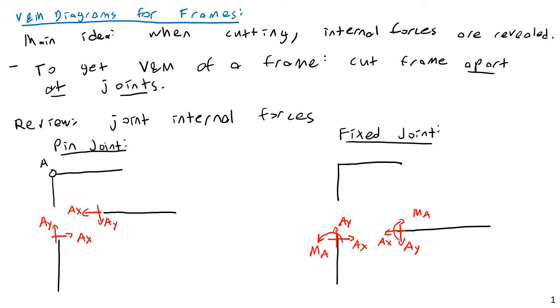Any questions on that? So again, pin joints will transfer a horizontal and a vertical force, and a fixed joint will transfer a horizontal force, a vertical force, and also a moment. Okay.